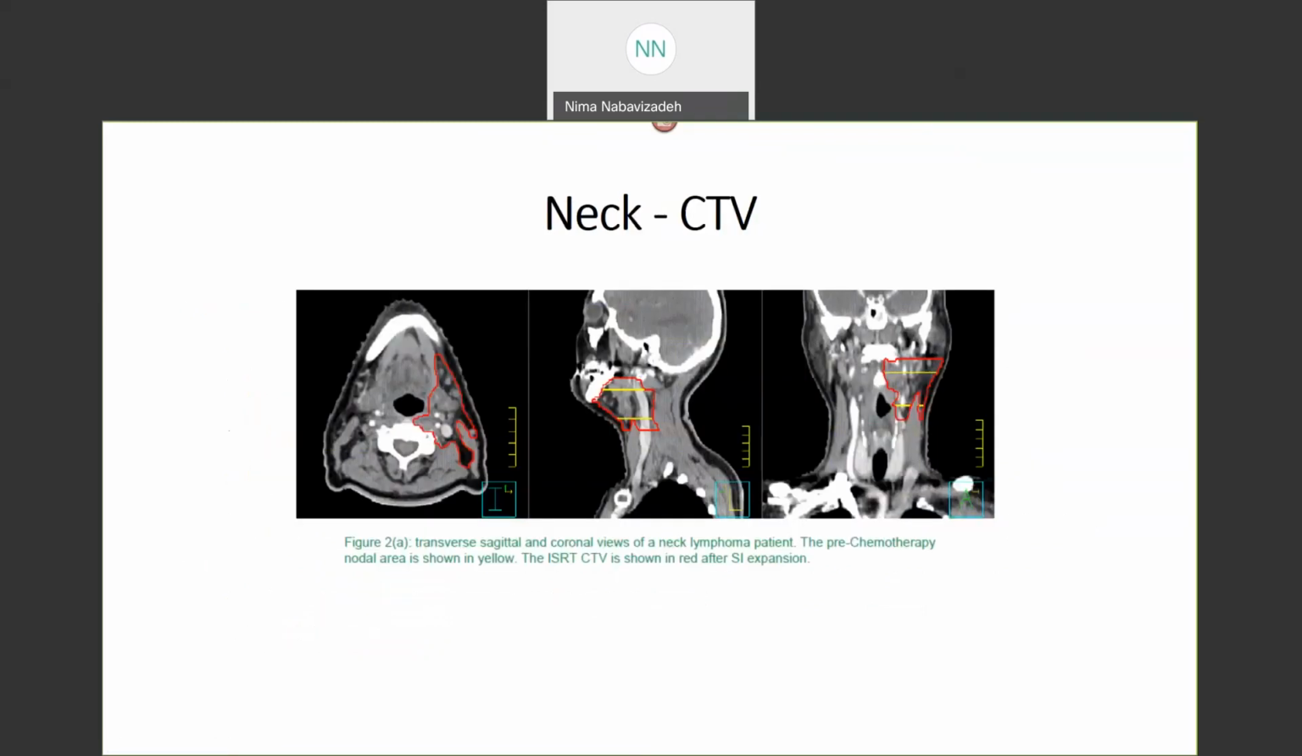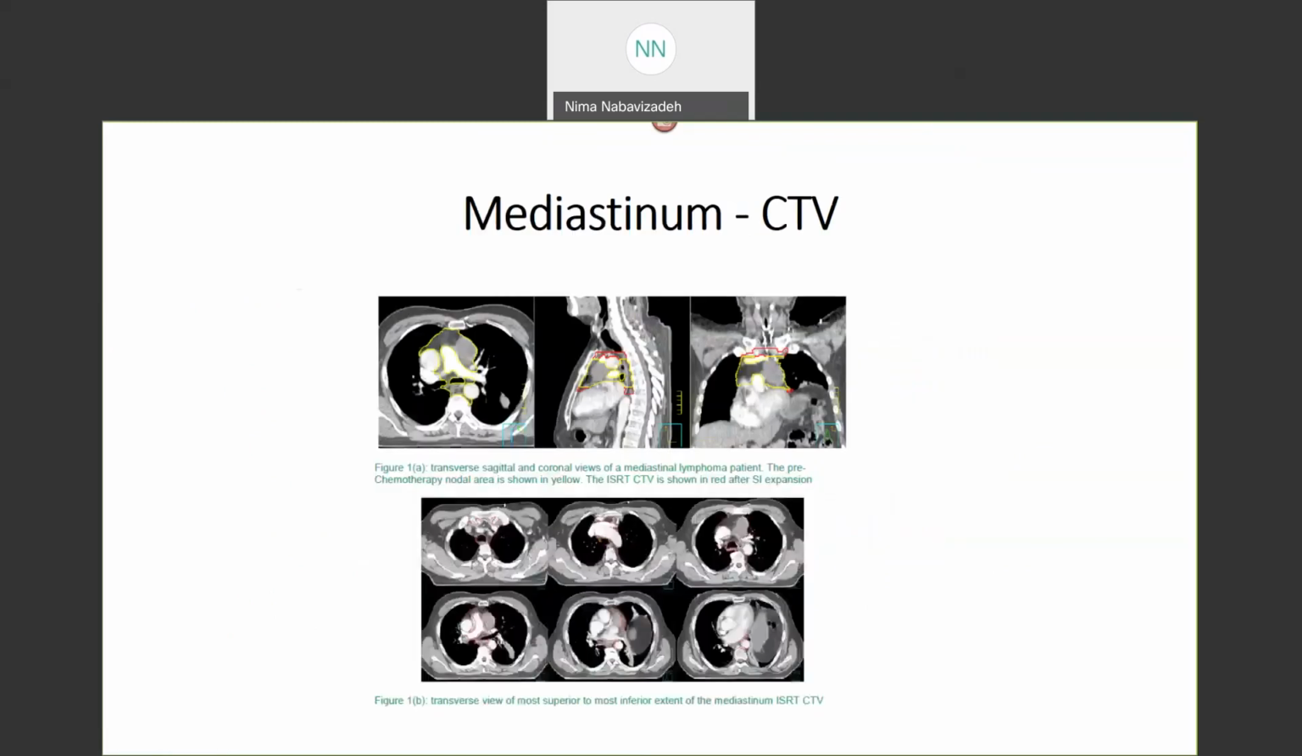Here's some examples of some CTVs. This is a patient with a left cervical lymphoma, and this red volume here is the involved site radiation volume. So it takes into account where the disease initially was, which is bracketed in there by the yellow, with an added, basically, clinical safety margin of making sure we're encompassing any microscopic residual disease.